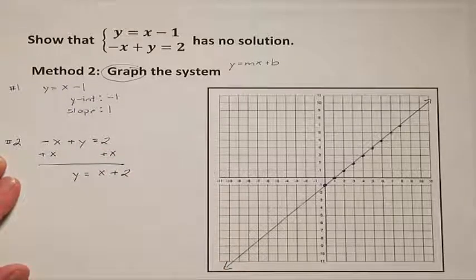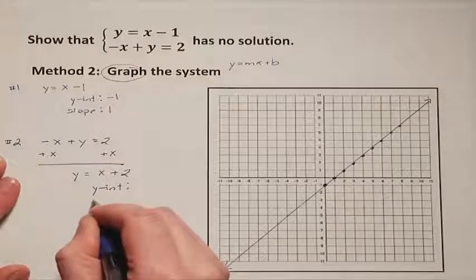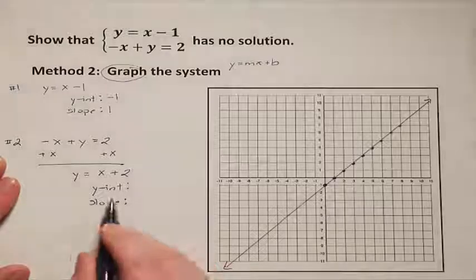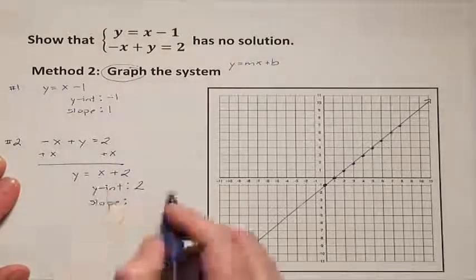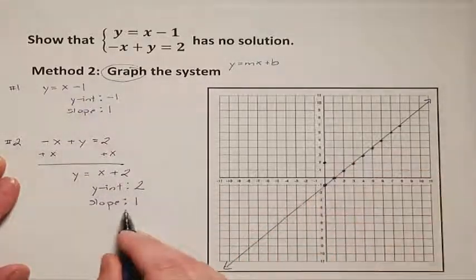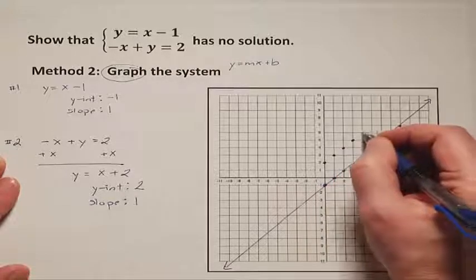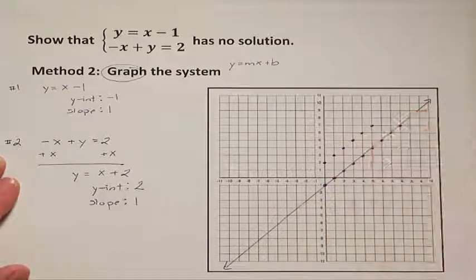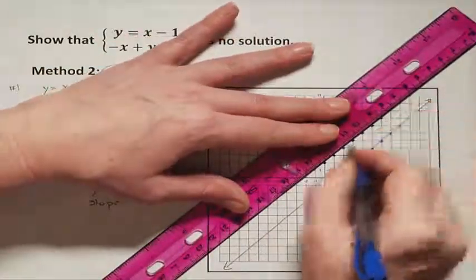Now that it is in y equals mx plus b form, I can identify my intercept and my slope. My y-intercept is the b, which is 2. My slope is the number in front of x, which is 1. So my y-intercept starts at 2. My slope tells me to go up 1 over 1, up 1 over 1, and I keep going. The more points I have, the better. Connect them with a line.